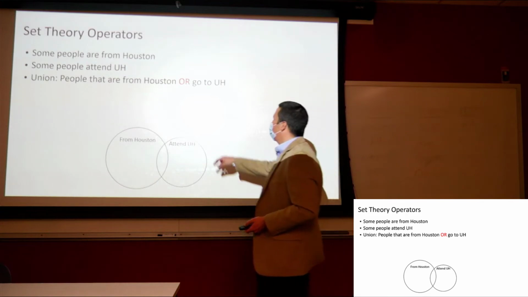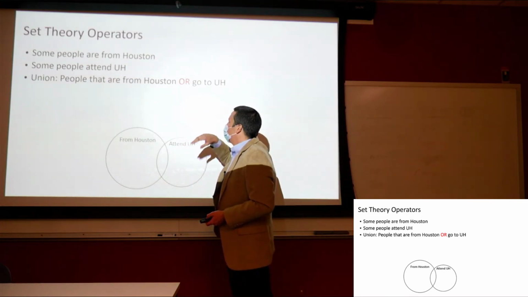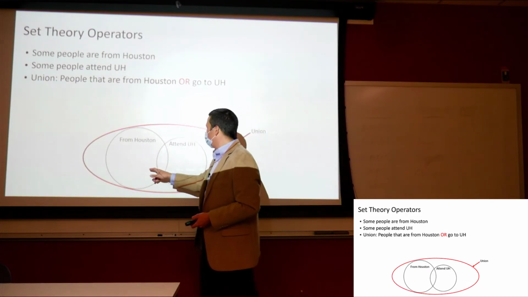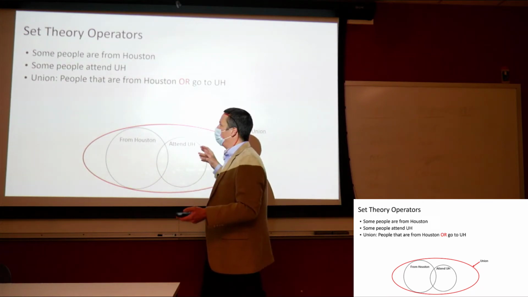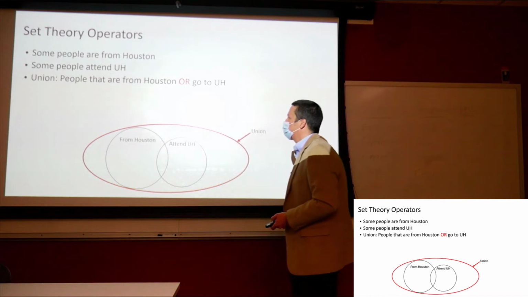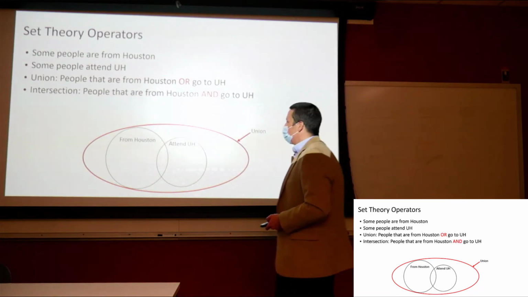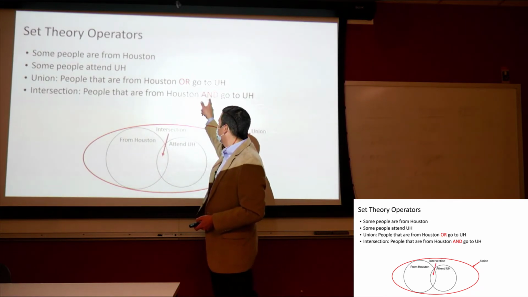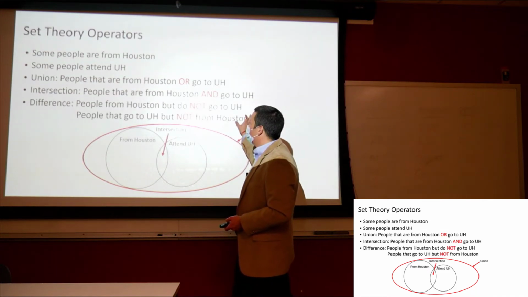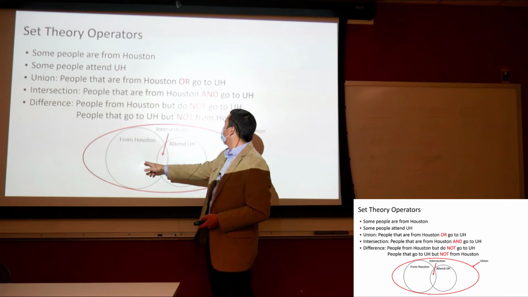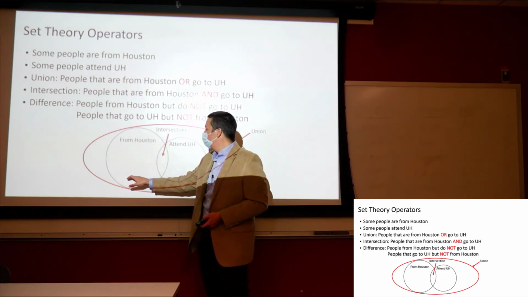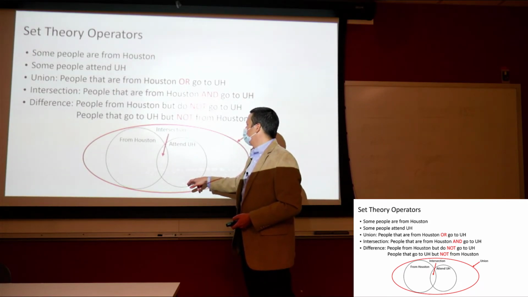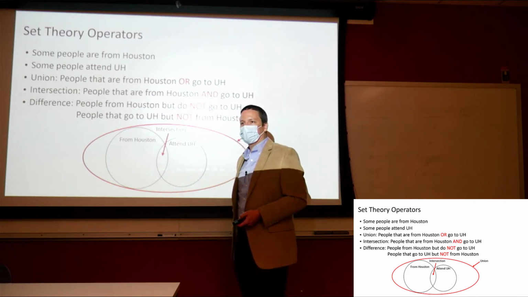The union, this is basically our OR operation, is people that are from Houston or attend the University of Houston. If you're from Houston or you attend the University of Houston, you would be in the union of these two data sets. The intersection is people that are from Houston and attend the University of Houston. This is like our AND operation. And then the difference can work in either direction: people that are from Houston but do not go to the University of Houston, or people that go to the University of Houston but are not from Houston. I bet in this class we probably have people in all three of these segments.